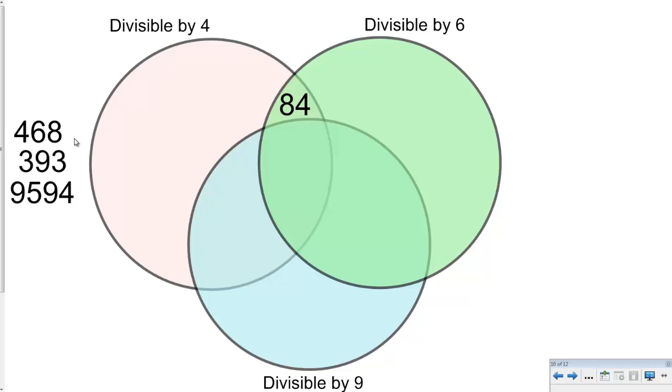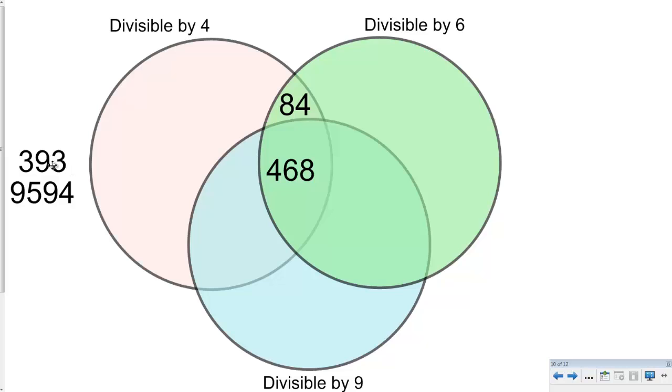What about 468? Is it divisible by 4? You ask yourself, is 68 divisible by 4? Yes, it is. Is it divisible by both 2 and 3? It's an even number. Is it divisible by 3? Add them up. 6 and 4 is 10, 10 and 8 is 18. Yes, it is. 3 goes into 18, so 468 is divisible by 6. And last, we add that up to 18, and 9 goes into 18. So 468 actually goes where all 3 circles join in the middle.